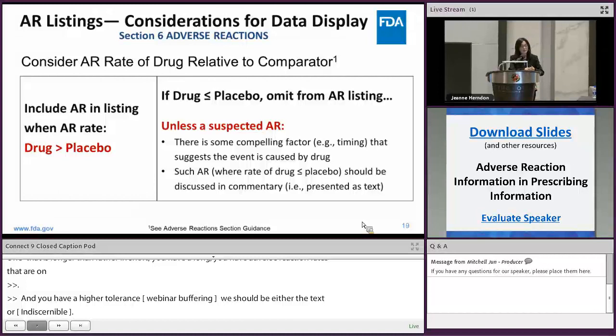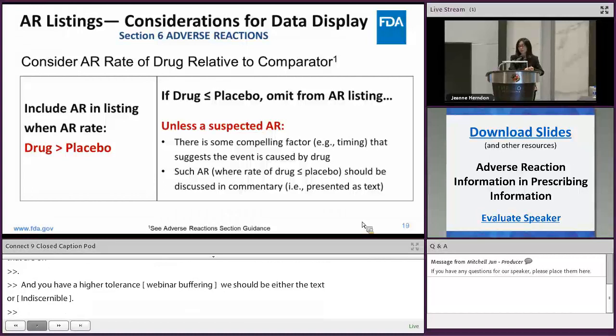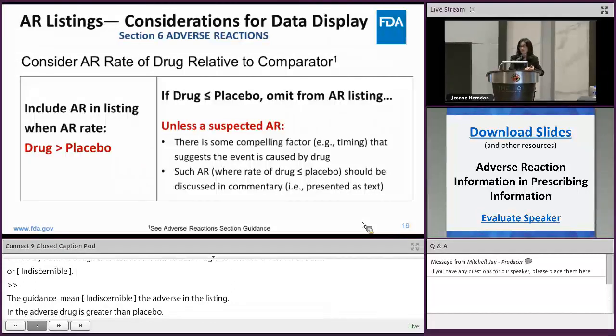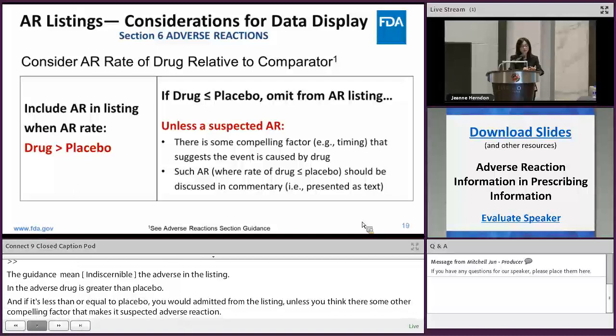So the guidance recommends that you should include the adverse reaction in the listing when the adverse reaction rate of the drug is greater than placebo. And if it's less than or equal to placebo, you would omit it from the listing, unless you think there's some other compelling factor that makes it a suspected adverse reaction. So for instance, if the timing or other factors suggest that despite the fact that you saw the rate at a lower incidence than placebo, you still think it's an adverse reaction, you can include that.